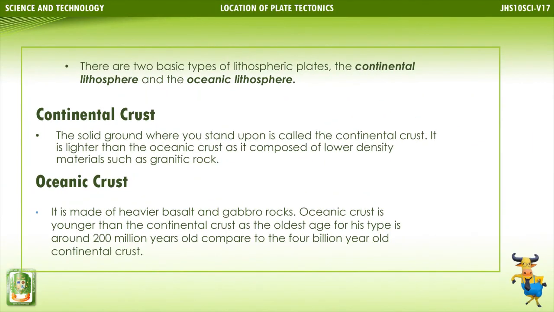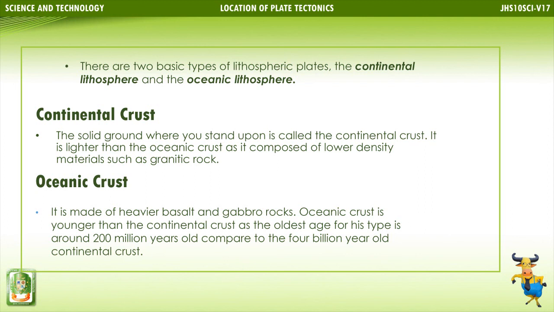There are two basic types of lithospheric plates, the continental lithosphere and the oceanic lithosphere. Continental crust, the solid ground where you stand upon, is called the continental crust. It is lighter than the oceanic crust as it is composed of lower density materials such as granitic rock. Oceanic crust is made of heavier basalt and gabbro rocks.